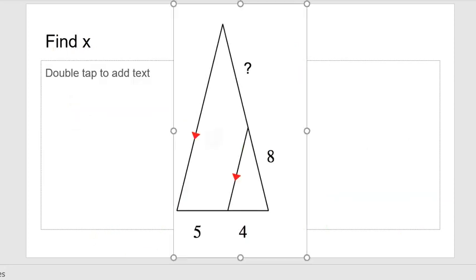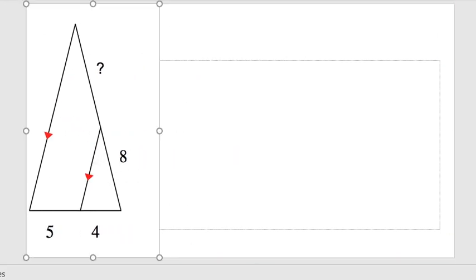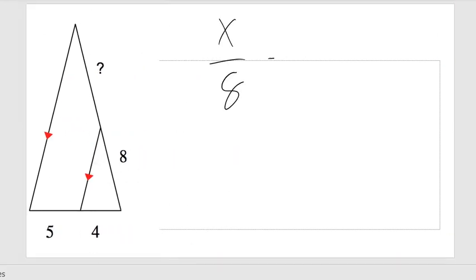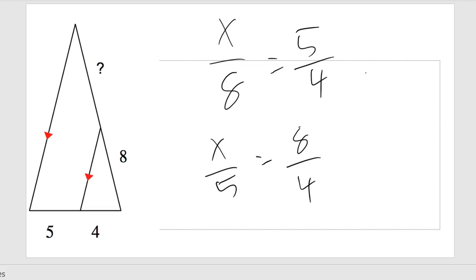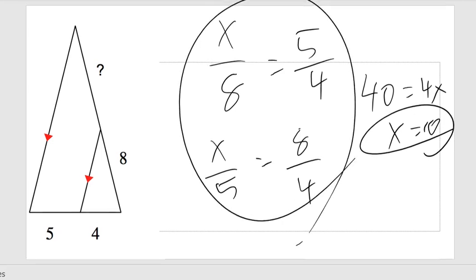Alright, let's do this one. Move this over. So we can do x over 8 equals 5 over 4, or you can do x over 5 equals 8 over 4. Either way gives you your cross multiplication of 40 equals 4x, which gives you x equals 10. Biggest thing is just setting up like this. One of those ways, or the other way where I do the reciprocal of those two is the same thing.